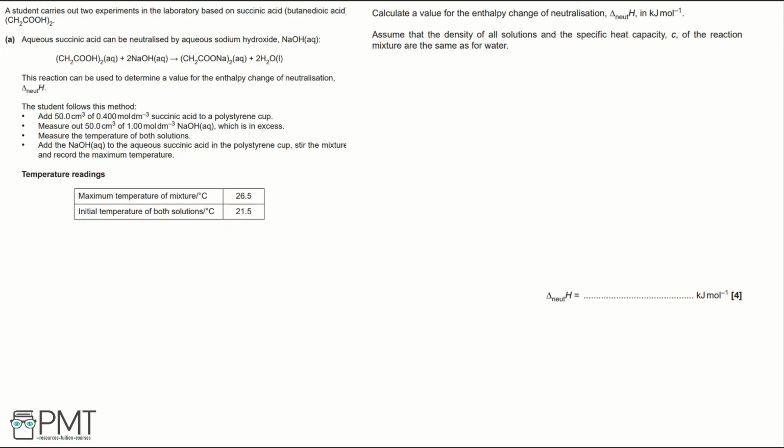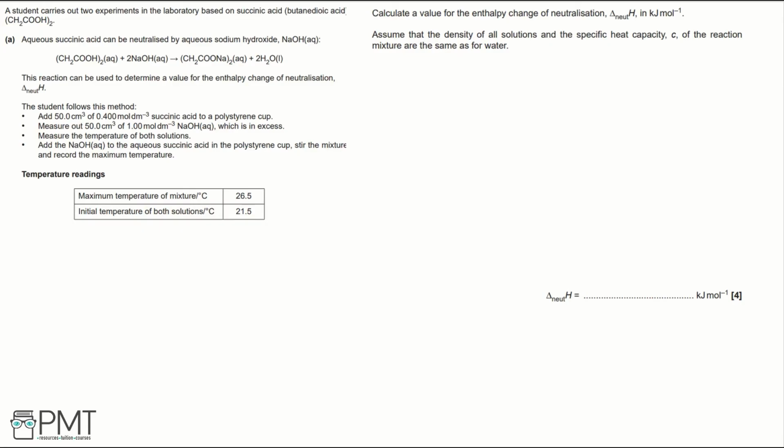Measure the temperature of both solutions. Add the NaOH to the aqueous succinic acid in the polystyrene cup. Stir the mixture and record the maximum temperature. Calculate a value for the enthalpy change of neutralization in kJ/mol. Assume that the density of all solutions and the specific heat capacity c of the reaction mixture are the same as for water.